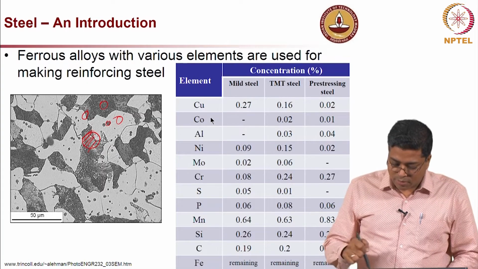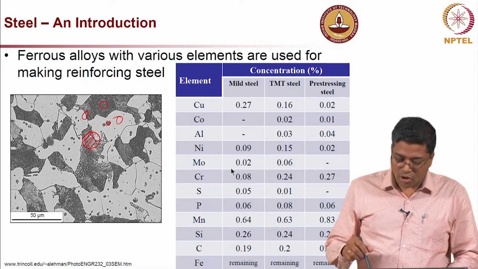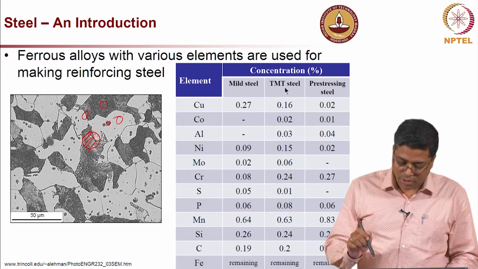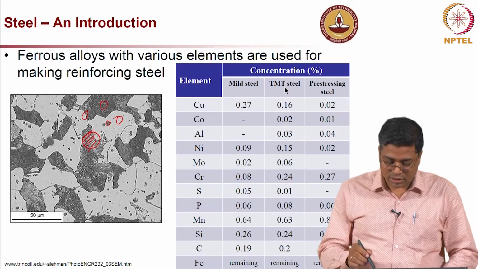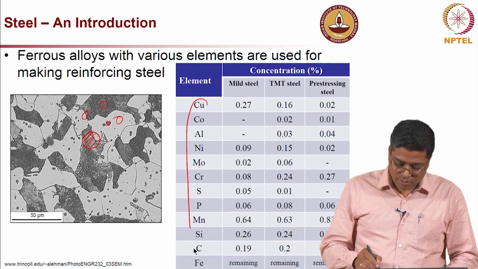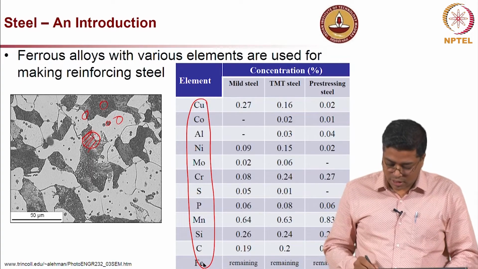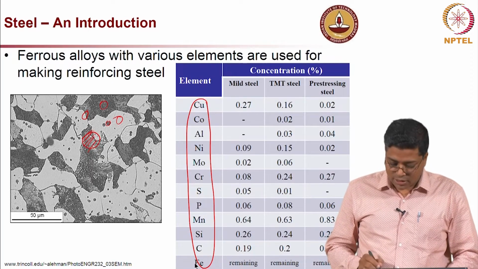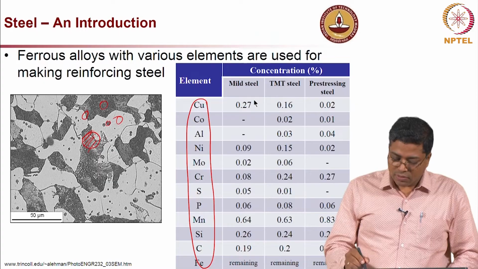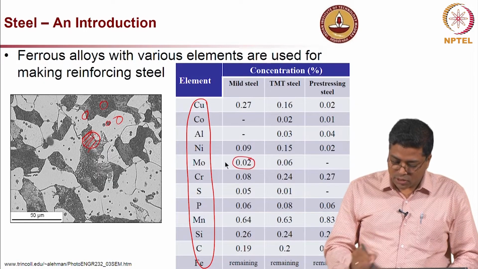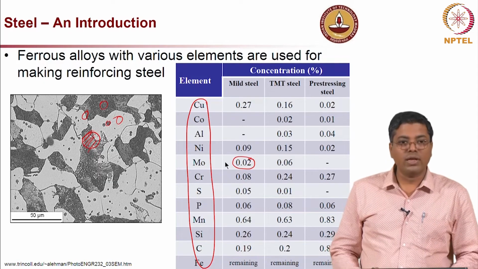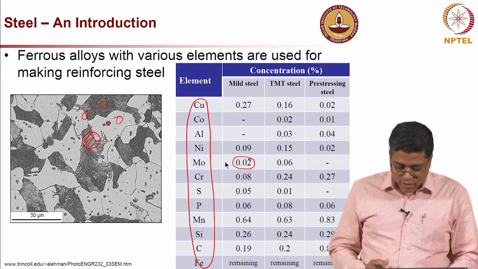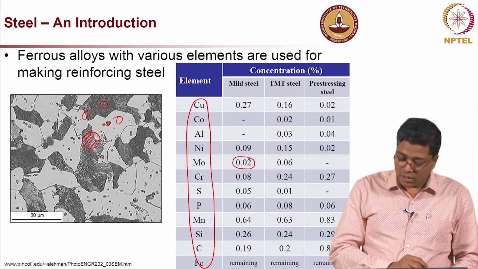Now, these are chemical compositions for different types of steel. The main reason why I put this here is you can see the number of elements present in one particular steel. Yes, iron is very large in quantity, but there are other elements in very small quantities, and these are all very important in ensuring different properties of the steel.